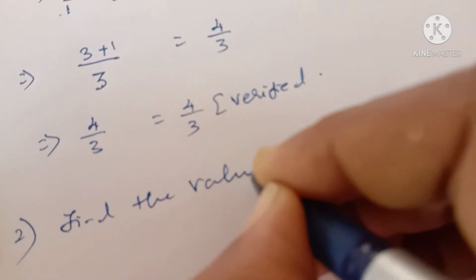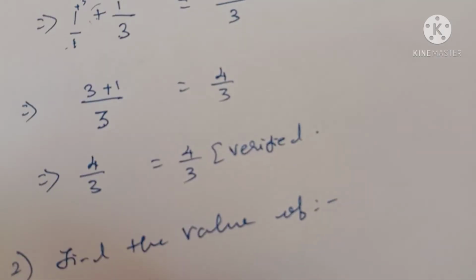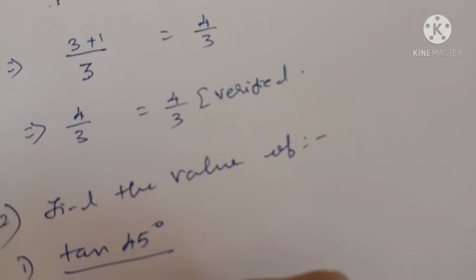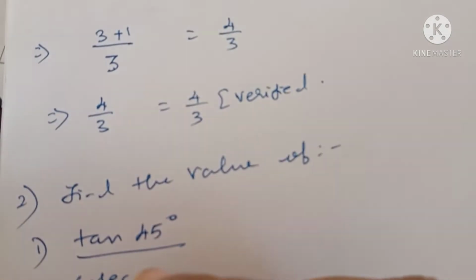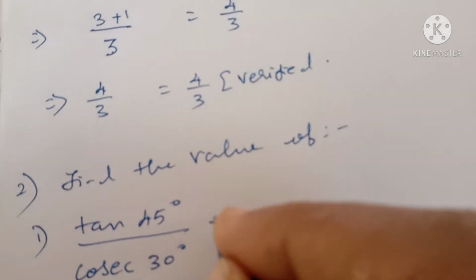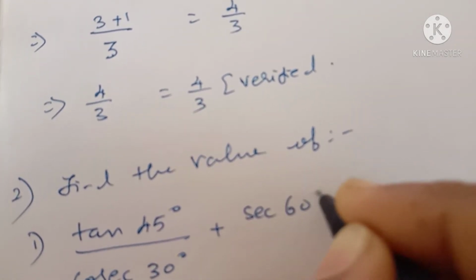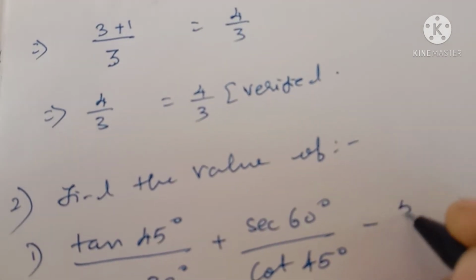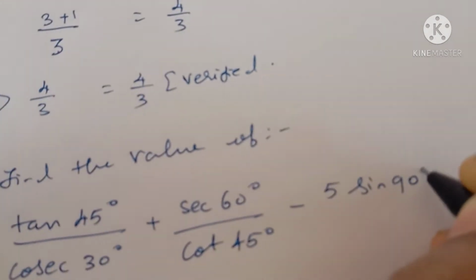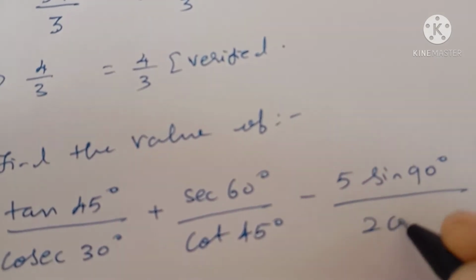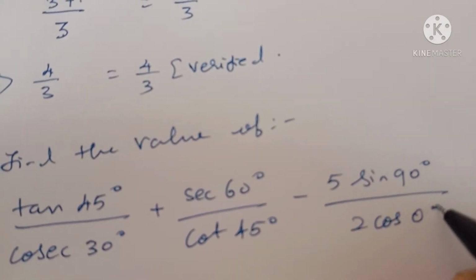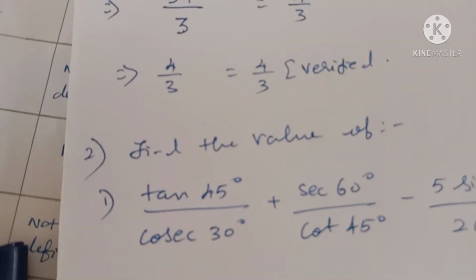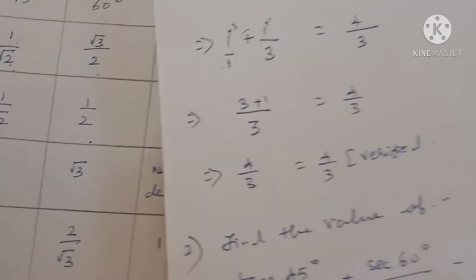Find the value of tan 45 by cosec 30 degree plus sec 60 by cot 45 minus 5 sin 90 by 2 cos 0. So you have to substitute the value of tan 45.